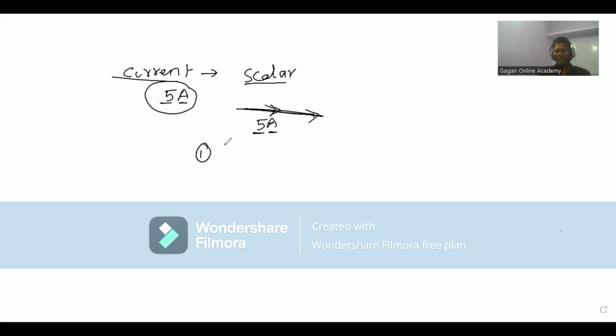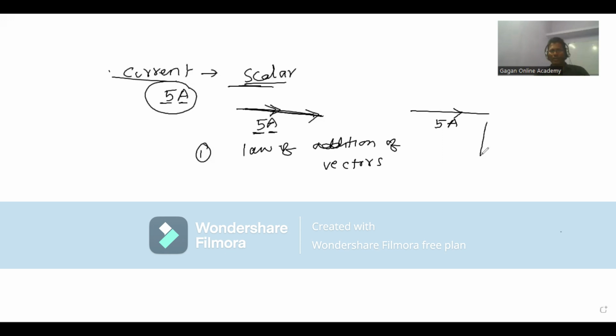Reason is it has to follow law of addition of vectors. It doesn't follow law of addition of vectors. That's why the physical quantity current is not a vector. This is scalar. See here, in this wire, say 5 ampere of current is passing. Another wire, in this 3 ampere of current is passing. These are connected to another wire.